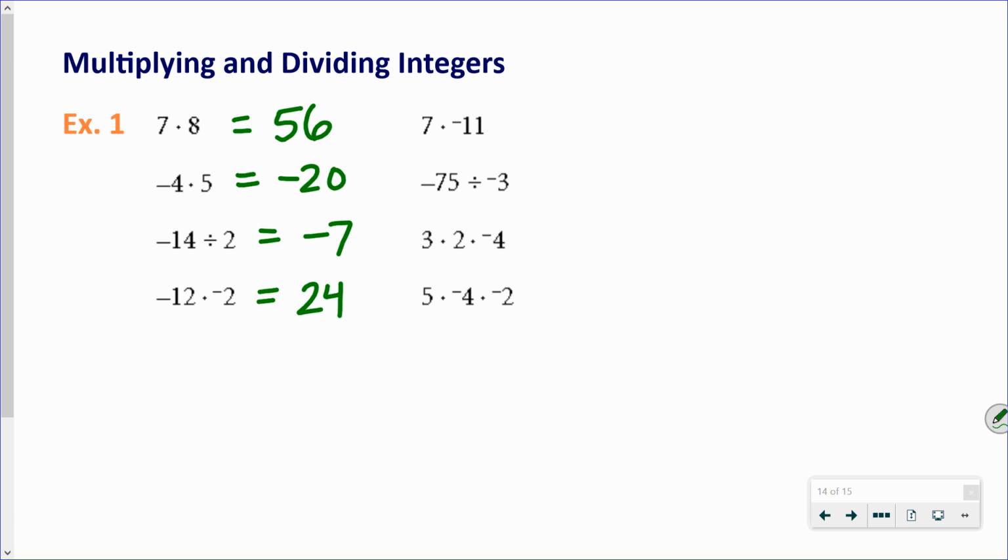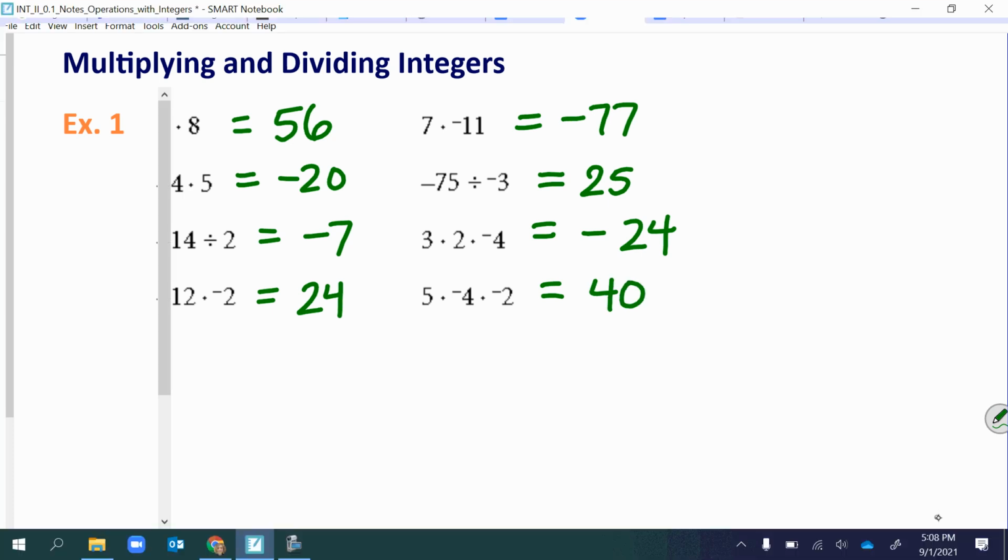Signs are the same, so we've got a positive answer. Signs are different, so we've got a negative answer. Signs are the same. Here we've got 3 numbers being multiplied, but only one of them is negative, so we're going to have a negative answer. And then here we've got 3 numbers being multiplied together, but 2 of them are negative, which means we're going to end up with a positive answer in the end. And that is all.